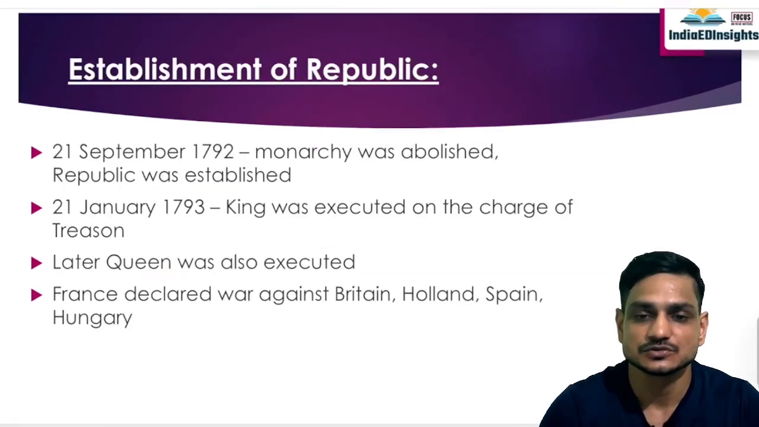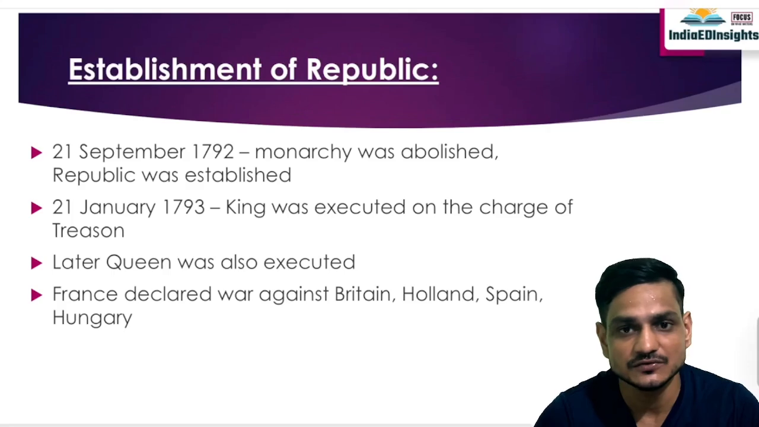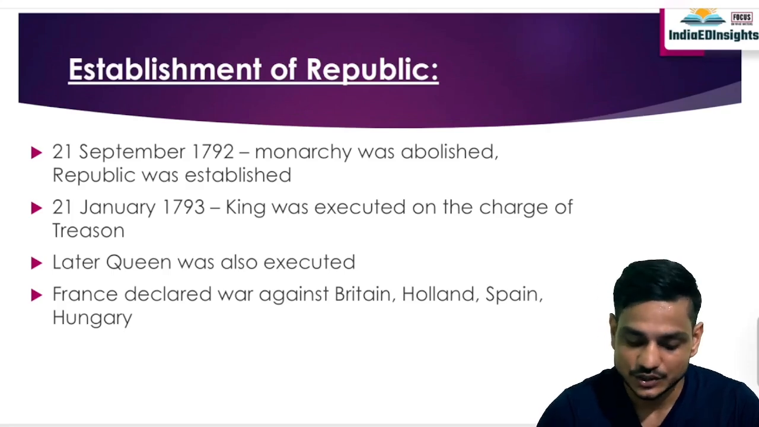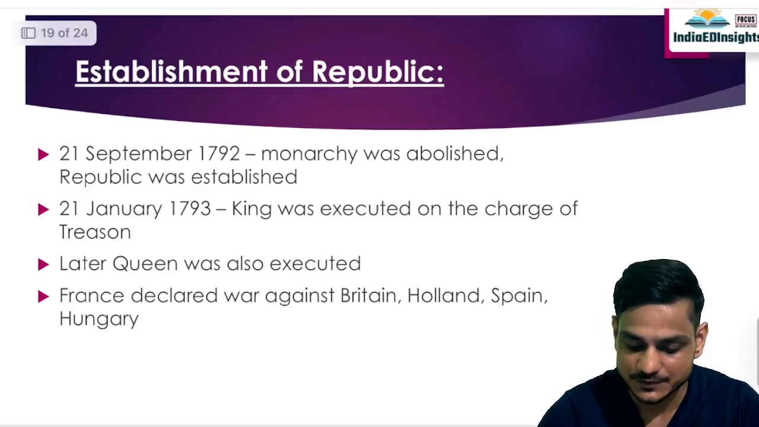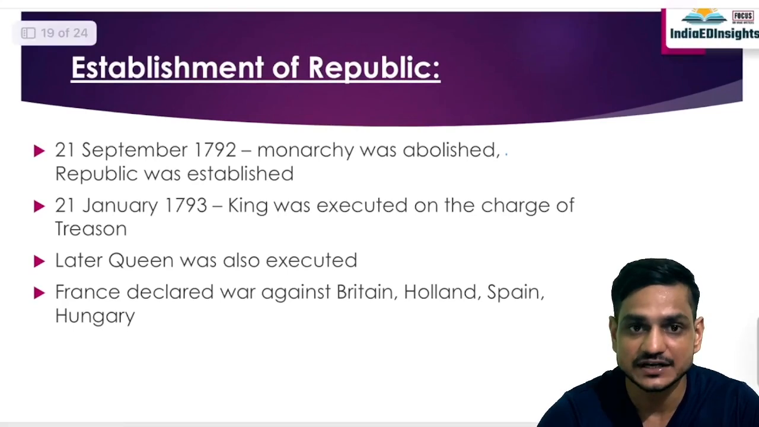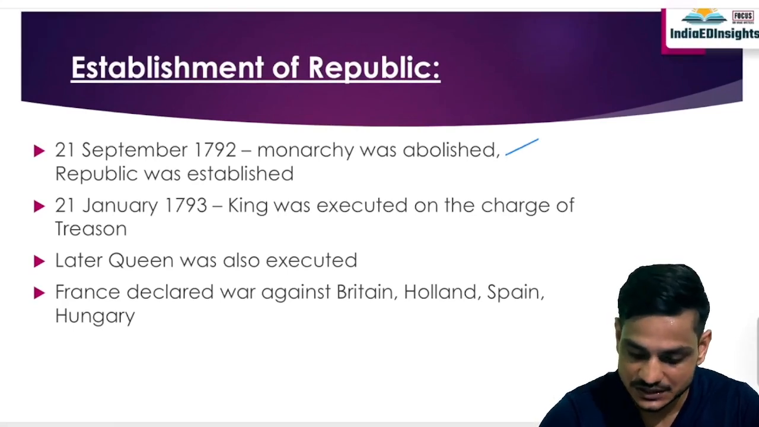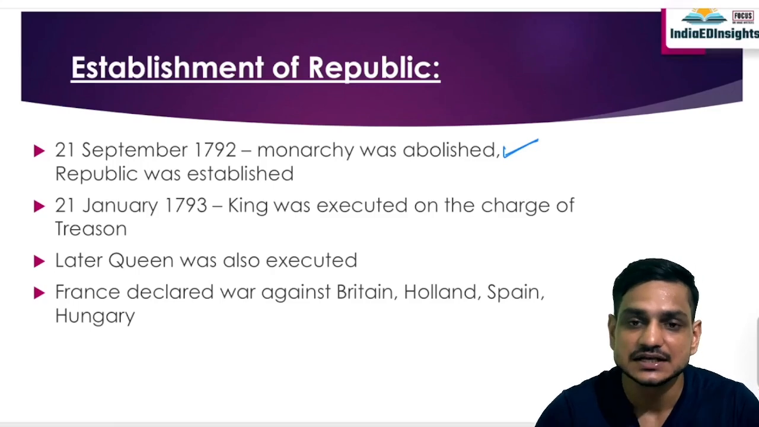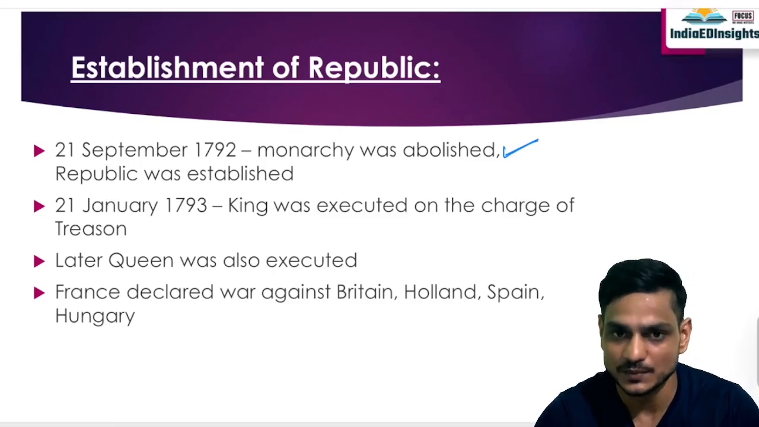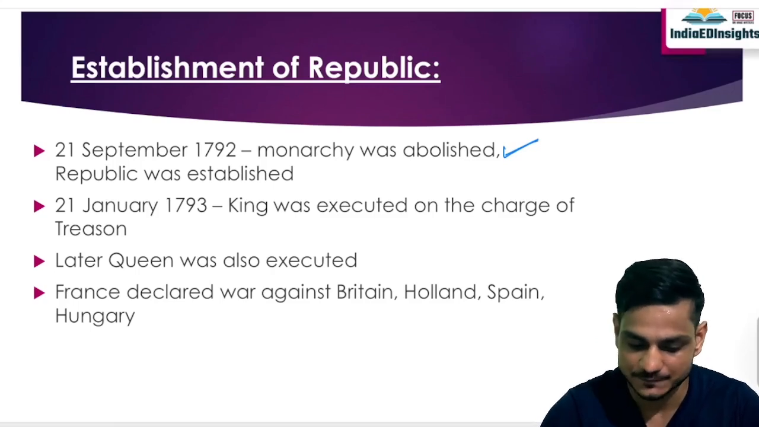Here, now we will discuss the establishment of the republic. So in the new constitution, on 21st September 1792, monarchy was abolished and the republic was established. Republic was established means they said that now the king has no power. They took over the power from the king.